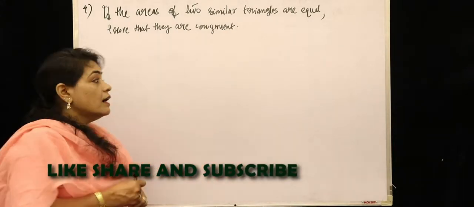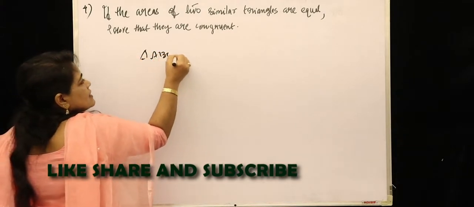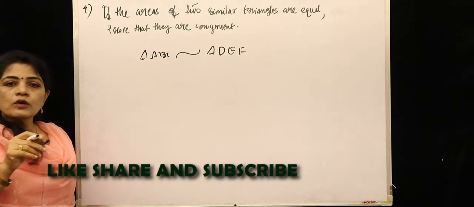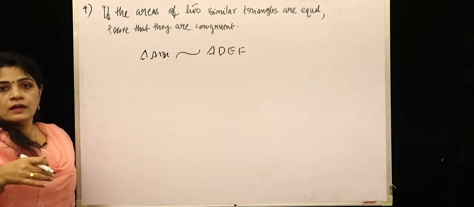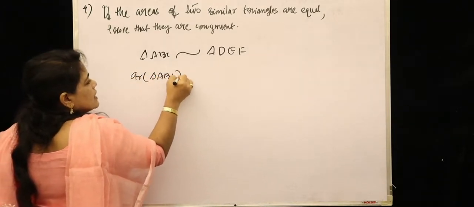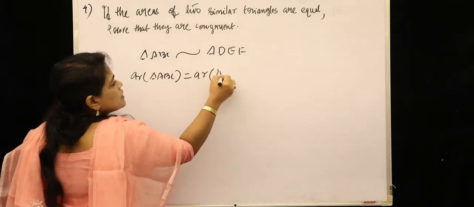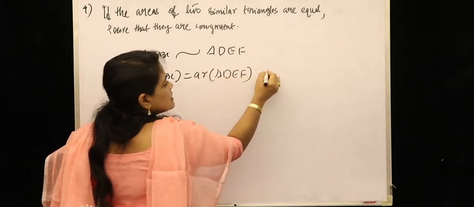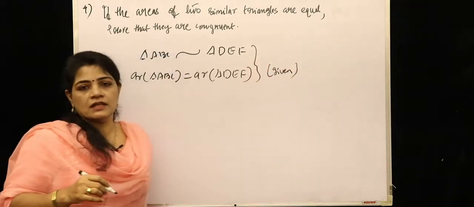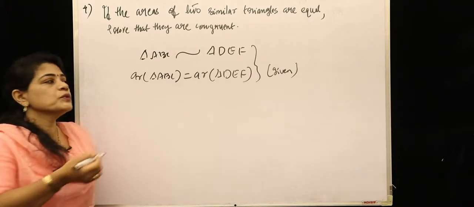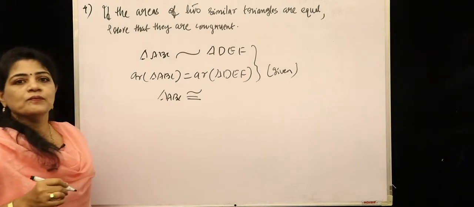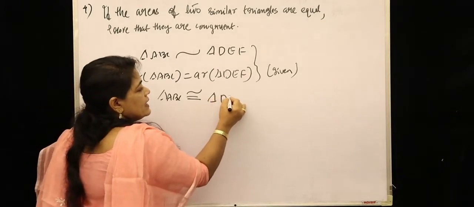Okay, let it be triangle ABC similar to triangle DEF. It is given in the question. And also their areas are equal. That means area of triangle ABC equals area of triangle DEF. These are the two given conditions in the question. And what we have to prove? We have to prove that triangle ABC is congruent to triangle DEF.